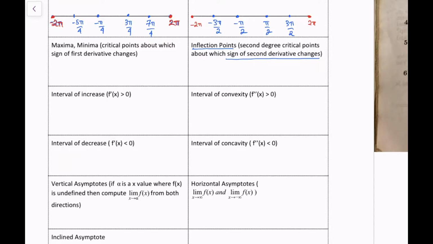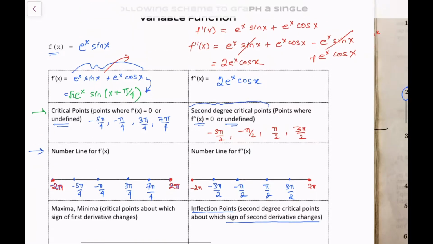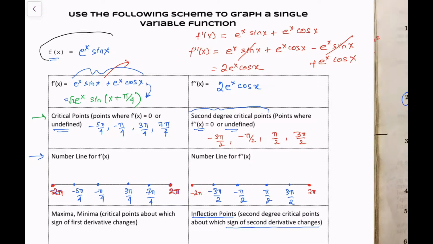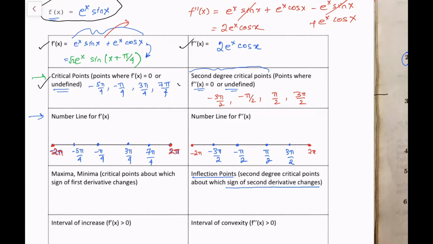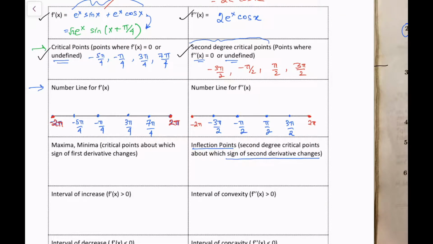Hello, this is the third video of this series of videos on graphing techniques, and we have already computed a bunch of information regarding this function f(x) = a^x sin x. Things that we have computed up to now are the first derivative, the second derivative, the critical points where the first derivative is 0 or undefined, and the second degree critical points where the second derivative is 0 or undefined. Then we have plotted the critical points of the first derivative in this number line, and we have also plotted the critical points of the second derivative in its respective number line.